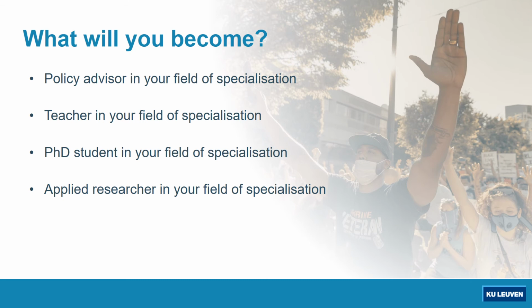What are your labor market opportunities upon completion of the program? Generally speaking, there are four profiles you could say that most of our students in the Dutch language master program end up in. That is as a policy advisor, of course, in the field of your specialization, as a teacher in the field of your specialization, or the last two possibilities as a researcher in your field of specialization. That may be as a PhD student conducting PhD research, or as an applied researcher, even in an academic context or outside academia.